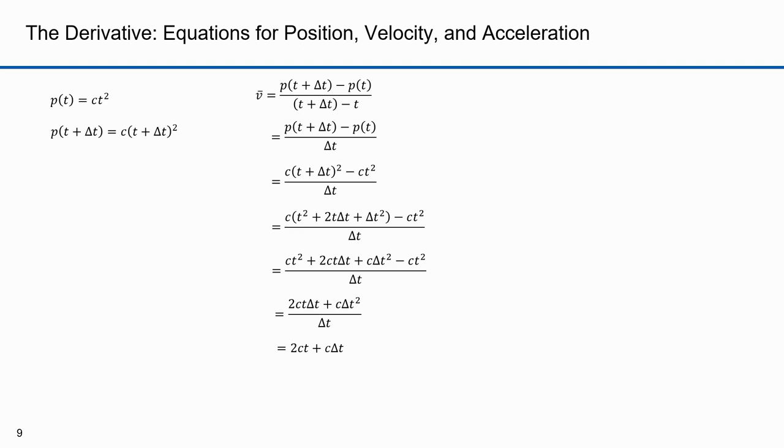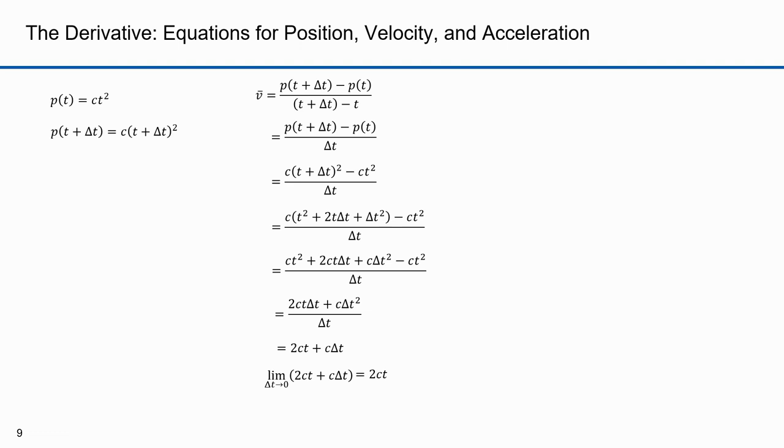I've just eliminated the divide by zero problem. This is the equation for the average velocity over a delta t time interval. I want to know the instantaneous velocity. In calculus, the way you do that is to take the limit as delta t approaches zero of 2ct plus c delta t.